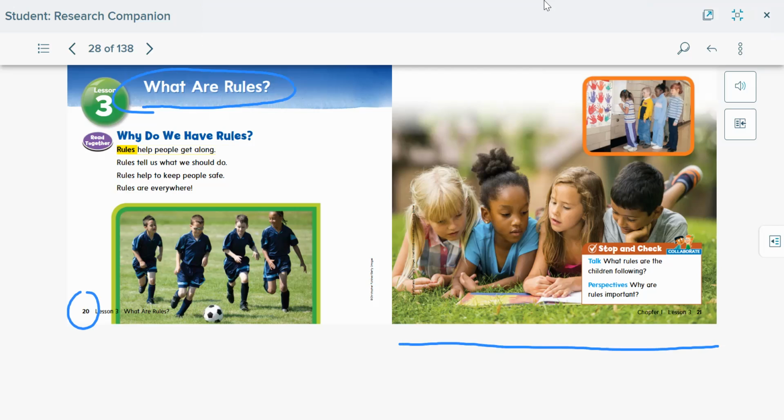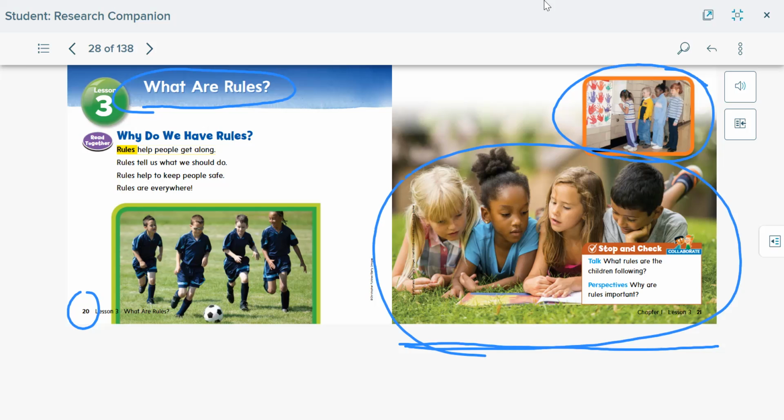What rules are the children following? Look at this one up here. What rules are these kids following? There's a water fountain. It looks like they're taking turns and they're in a line. So they are following rules of taking turns, going one at a time, standing in a straight line right behind each other. They're not pushing or shoving. They're waiting patiently.